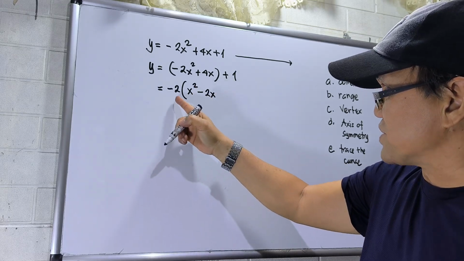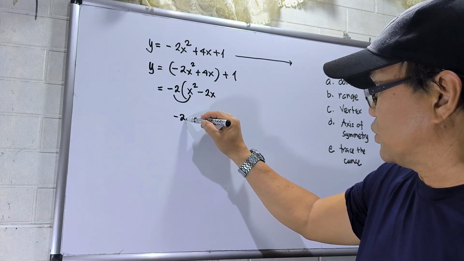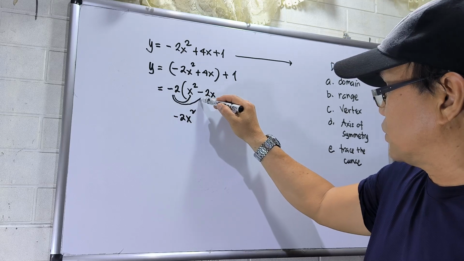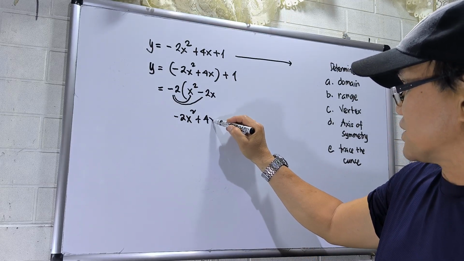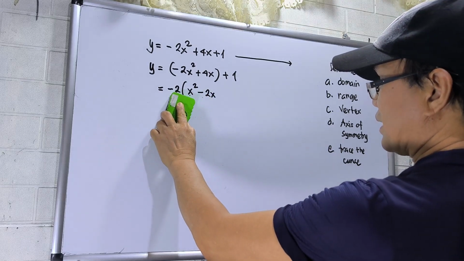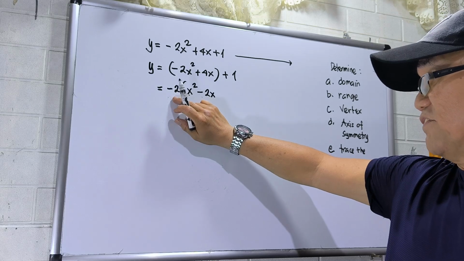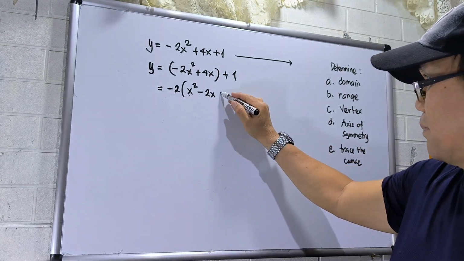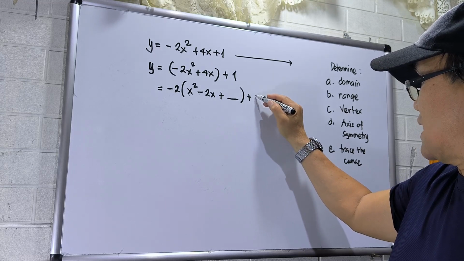Okay, let us check first. If I multiply this, that will be negative 2x squared. Correct? And then, negative 2 times negative 2x, that will be positive 4x. So, 2x is from negative 2, and if we multiply, that will be 4x. And then, plus the last term.